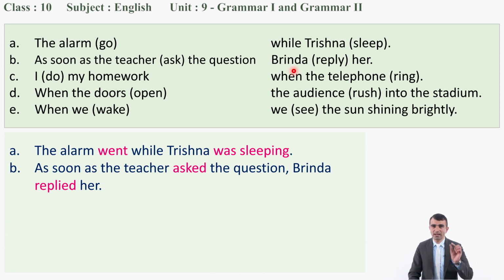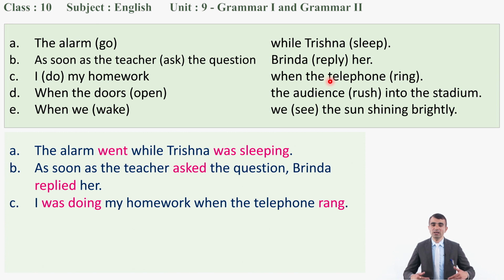Next, I do my homework. How do we write? I do my homework. Event or circumstance? Good. And then when the telephone ring? Good. Okay. I do my homework, circumstance? Telephone ring? Event. Well, how do we write then? Okay. I was doing my homework when the telephone rang.